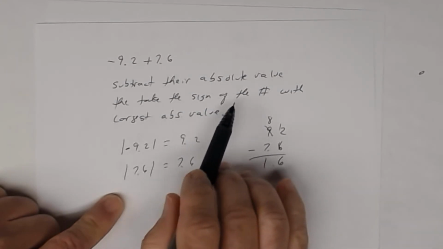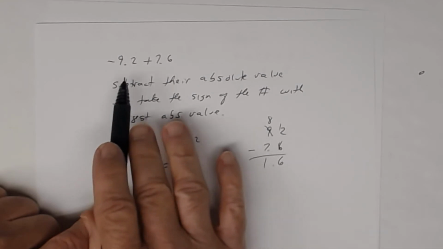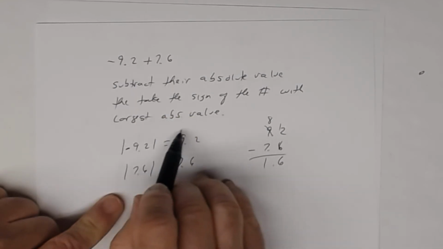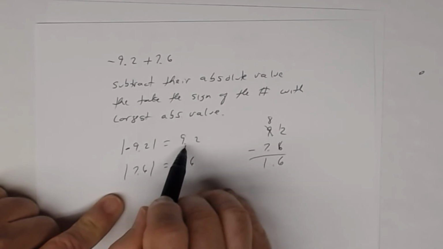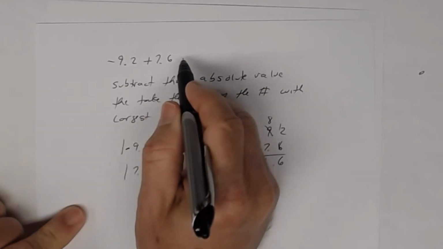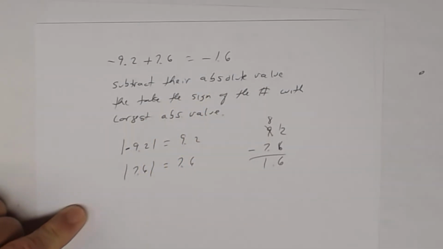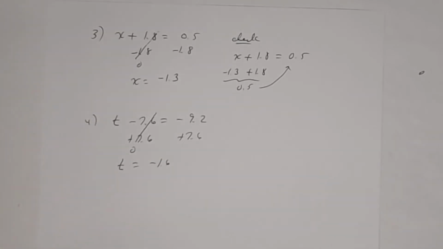But then you have to take the sign of the one with the large absolute value. This is the large absolute value, and that sign was negative. So the answer here would be negative 1.6, which is what you saw here. So I just wanted to remind you how to add signed numbers if you didn't have access to your calculator.